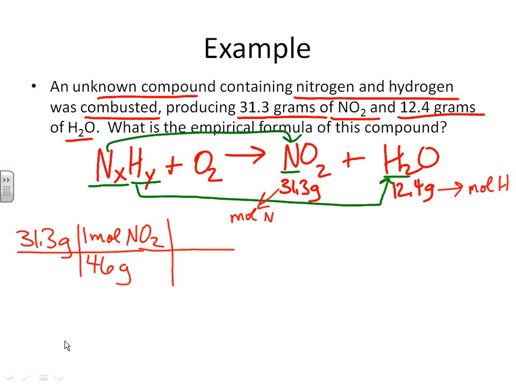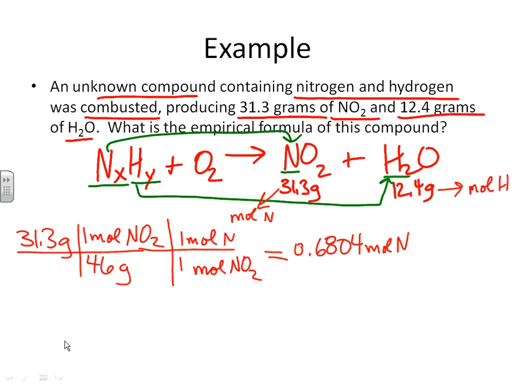We don't want NO2 as a compound. We are interested in the nitrogen that's in it specifically. So we're going to look at the subscripts. For every 1 mole of NO2, there is 1 mole of N. That gives us moles of nitrogen. Doing that math out, we do have some decimals here. We're not getting numbers that work out perfectly: 0.6804 moles of N.